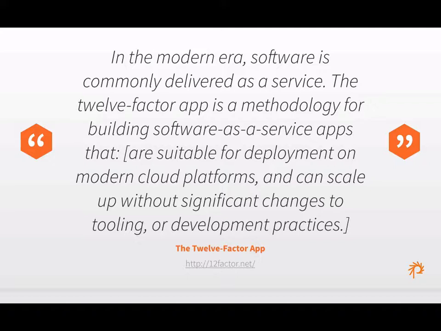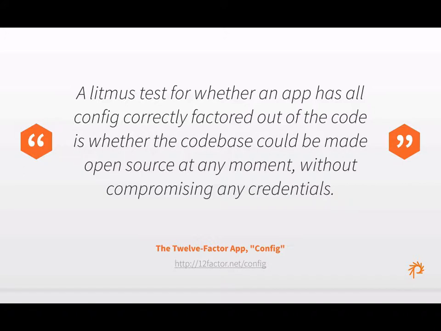In the modern era, software is commonly delivered as a service. The 12-factor app is a methodology for building software-as-a-service apps that are suitable for deployment on modern cloud platforms and can scale up without significant changes to tooling or development practices. So someone just talked about committing settings.php, right? You're on your localhost, you maybe have your root database password in there, and what happens if you commit settings.php? If that's on GitHub, someone knows your password. They probably can't attack that directly, but if they can find some other exploit in your server, they've got access to it.